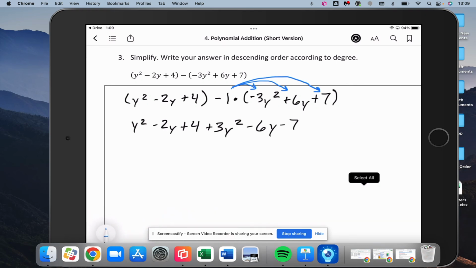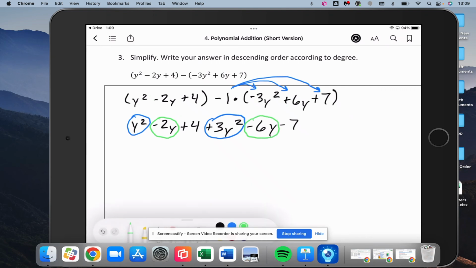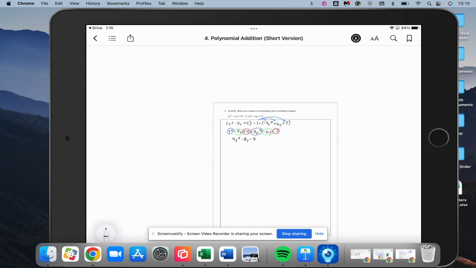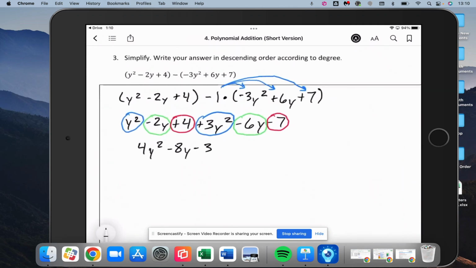So just like last time, we're going to take our y squareds and stack them together. We're going to take our y's and stack them together. And we're going to take our straight up numbers and stack them together. So we're going to get y squared and 3y makes 4y squared. Negative 2 and negative 6 make negative 8y. And 4 and negative 7 make negative 3. Okay, that's it for number 3. I'll leave that there for a moment so you can pause if you need to.